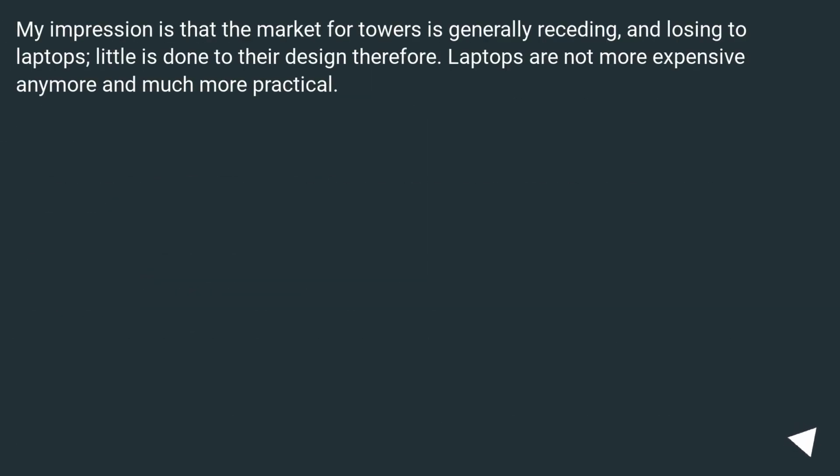My impression is that the market for towers is generally receding, and losing to laptops, so little is done to their design. Laptops are not more expensive anymore and much more practical.